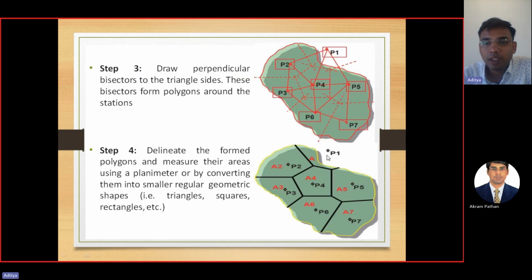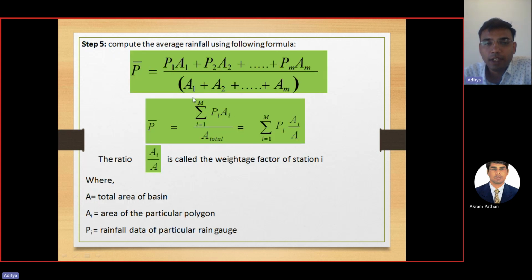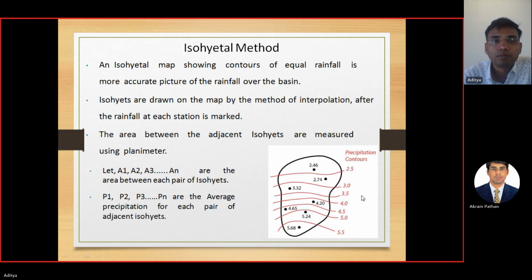So this is P1A1 plus P2A2 plus P3A3 divided by A1 plus A2 plus A3 up to AN, where capital A is the total area of the basin, A suffix i is the area of a particular polygon, and P suffix i is the rainfall data for a particular rain gauge.